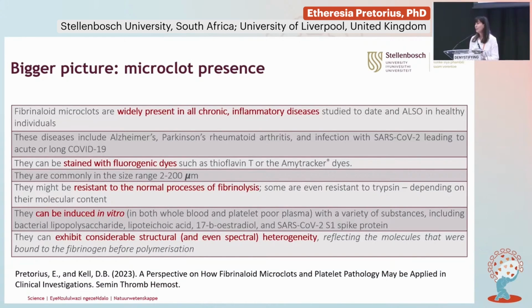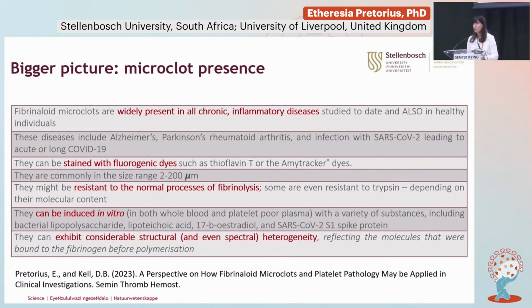We ourselves have found alpha-2 antiplasmin as possibly one of the mechanisms that prevent clot breakdown. And we know that we can induce them in vitro by adding spike protein to healthy blood. We can also induce other kinds of microclots by adding bacterial lipopolysaccharides, LPSs, lipoteichoic acids, even estrogen and other inflammatory molecules. If we add that to whole blood, we can induce other forms of these microclots.